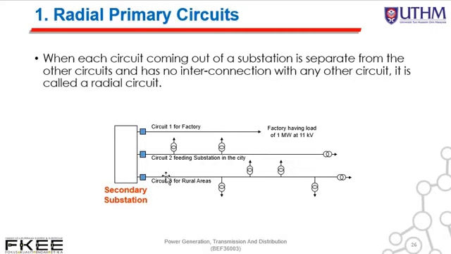In slide 26, the typical radial primary circuit scheme has been displayed. The main characteristic of a radial distribution system is that the power flow is only in one direction, which is from the feeder towards the load. It is the simplest system and has the lowest initial cost. Typically, it is applied in areas of low load density, such as in a village.